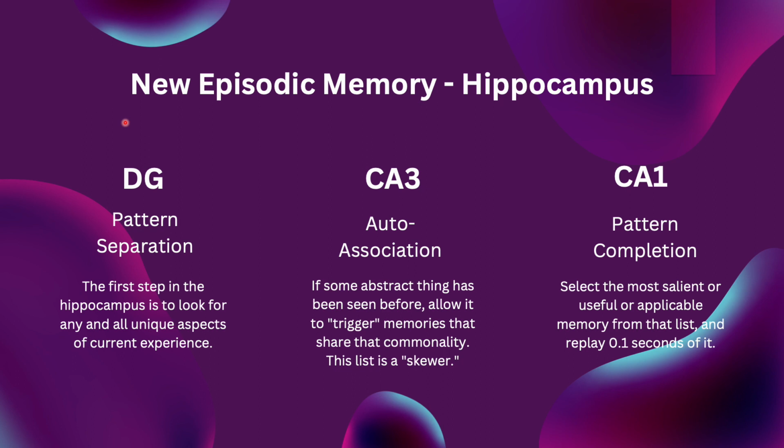So this is the scientific explanation for it. Dentate gyrus is doing what they call pattern separation. It's the first step in the hippocampus. It's looking for any and all features of current experience, whether that's unique novel features or pre-experienced features that you're already familiar with.